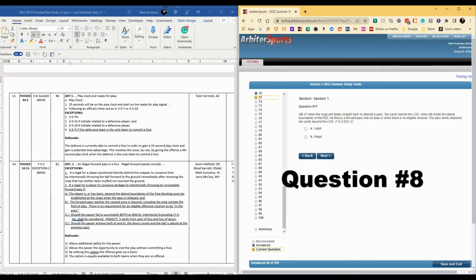Okay, question 71. It's the exact same situation, but for one thing, quarterback A7 takes a snap and fades straight back to attempt a pass 10 yards behind the line of scrimmage while still inside the lateral boundaries of the free blocking zone. He throws a forward pass into an area where there's no eligible receiver. The pass lands inbounds 10 yards beyond the line of scrimmage. Well, he has to be outside of the free blocking zone in order to make this legal. So he's not outside the free blocking zone, and so it's illegal.